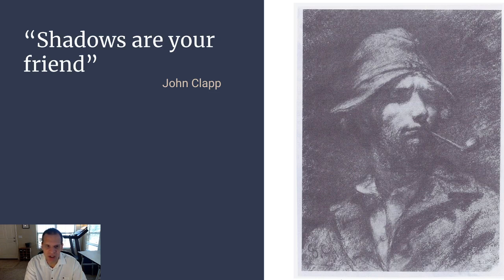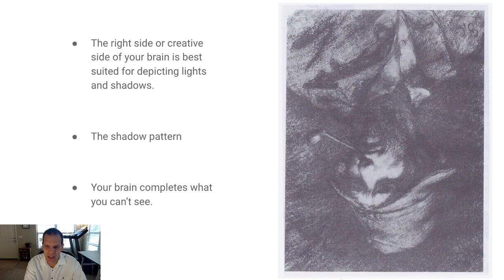For this reason, shadows can be very effective, and shadows are something that we describe through the right side of our minds, through the right side of our brain. So the right side, or creative side, of your brain is best suited for depicting lights and shadows. And again, that shadow pattern can be readily visible when you turn an image such as this upside down. You can see the different patterns, or the shadow pattern.